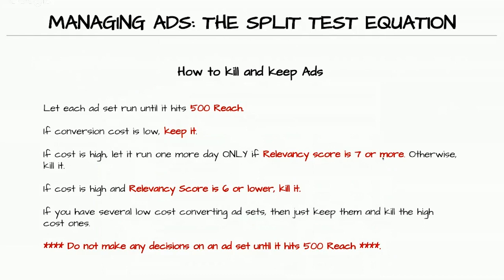Okay, and you can check the relevancy score by clicking on it, and it tells you the relevancy score. I'm going to show you a demonstration of how you can see that and how you can determine that. So if the cost is high, you let it run one more day, only if the relevancy score is 7 or more. Otherwise, you kill it. All right, meaning you turn it off.